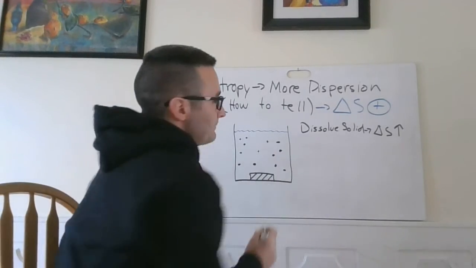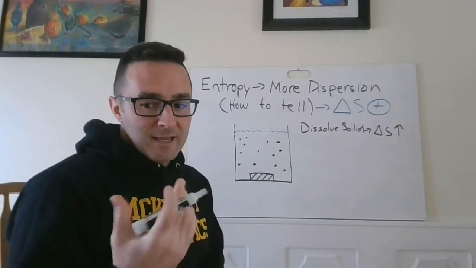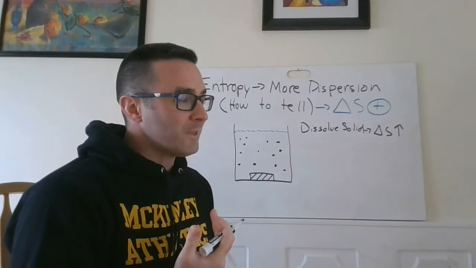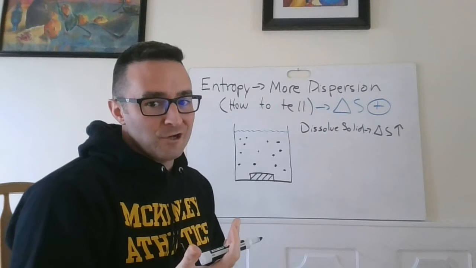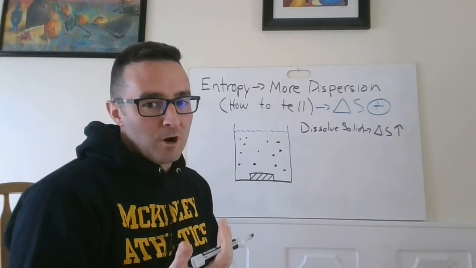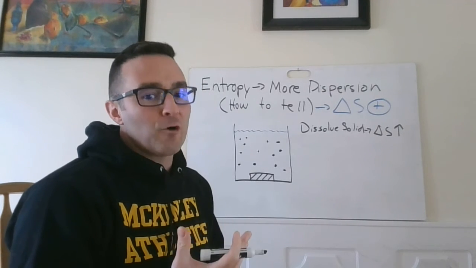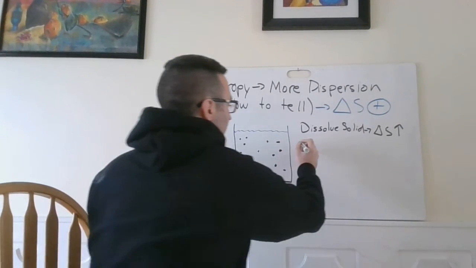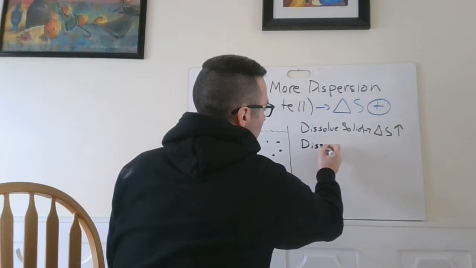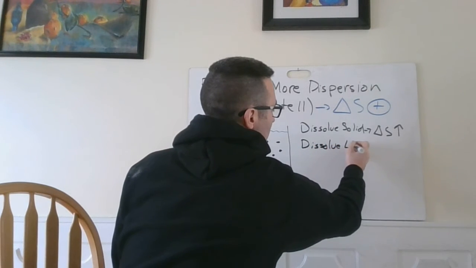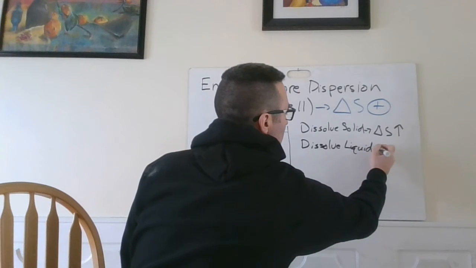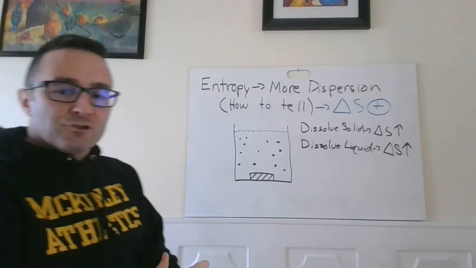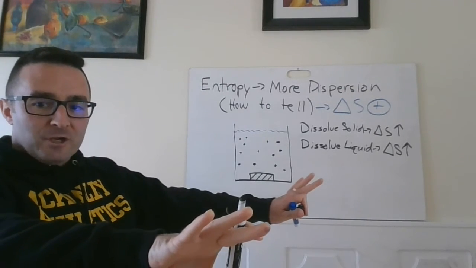If you mix two liquids, and in your reading it says dissolve a liquid, imagine if you took a little bit of acetone and dissolved it in a lot of water, or a little bit of rubbing alcohol in a whole lot of water. It's the same thing. You're increasing entropy. You're keeping those particles from each other.